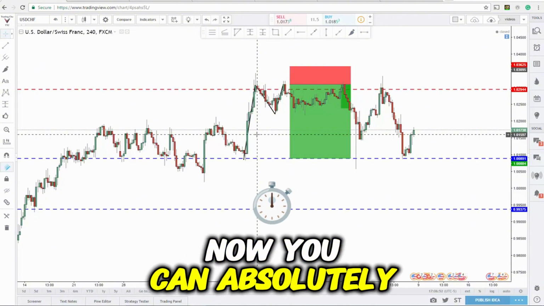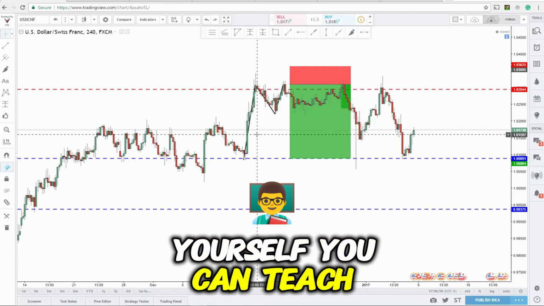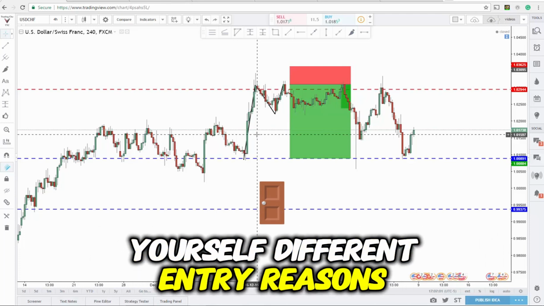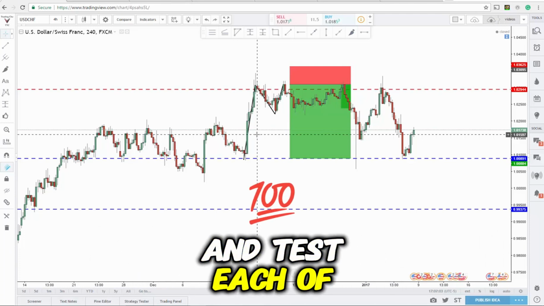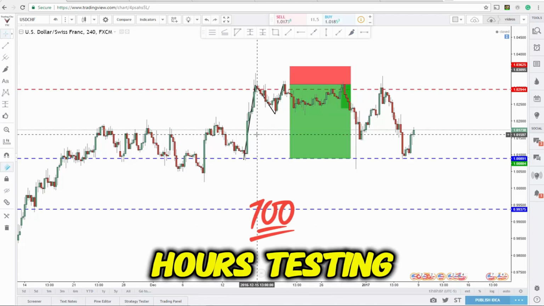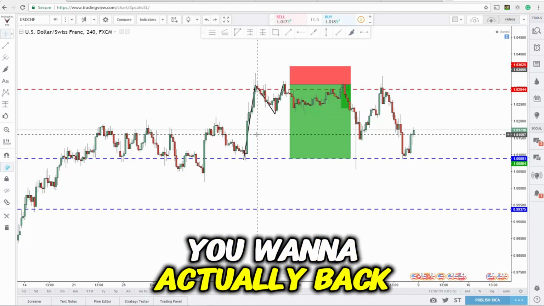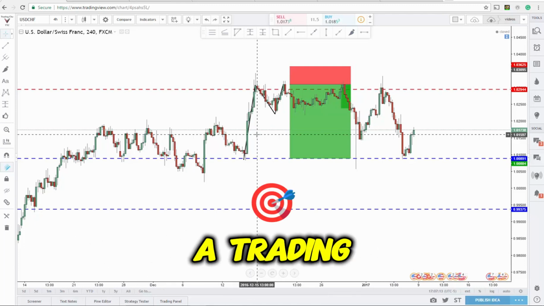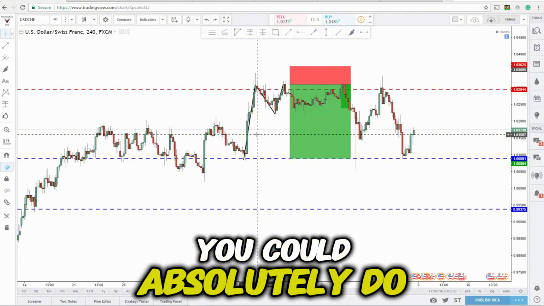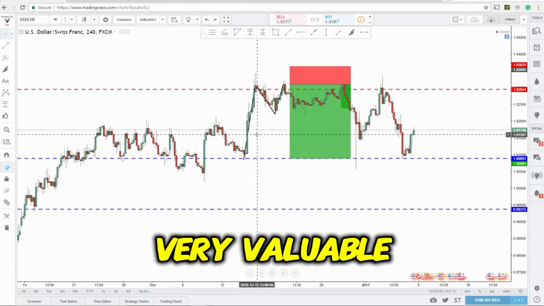Now, you can absolutely learn how to trade these significant levels of structure yourself. You can teach yourself different entry reasons. You can go through the market and test each of those different entry reasons to see which one works best, and spend hours and hours testing different strategies to see which one you want to actually back test and use as a trading strategy in the Forex market. You could absolutely do that, but that takes a lot of time, and time is a very valuable thing.